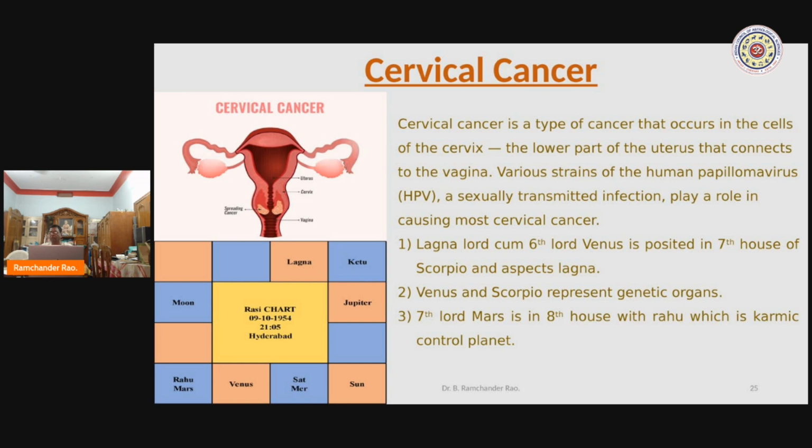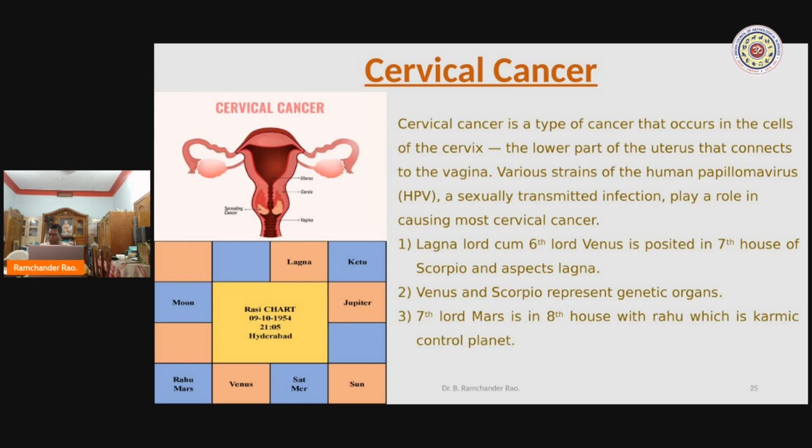Now you can see, the Lagna Lord becomes the 6th Lord. Who is he? Venus is placed in the 7th house of Scorpio and aspects Lagna. Now the 6th Lord is placed in the 7th house. Who are the karmic control planets here? Mercury and Jupiter once again. Venus and Scorpio represent genital organs. Very, very important. The 7th Lord Mars is placed in the 8th house with Rahu, which is a karmic control planet.